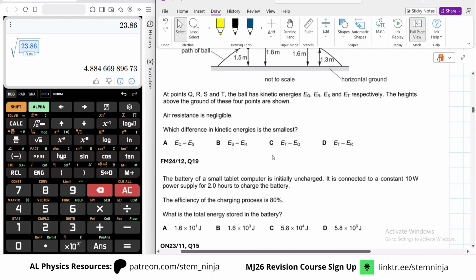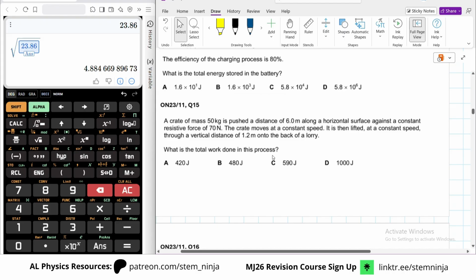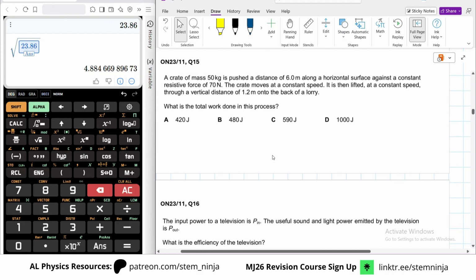We don't have to do every question, but at least something. Let's see this. A crate of mass 50 kg is pushed a distance of 6 meters along a horizontal surface against a constant resistive force of 70 newtons. The crate moves at constant speed. It is then lifted at constant speed through a vertical distance of 1.2 meters on the back of the lorry. What is the total work done in the process?